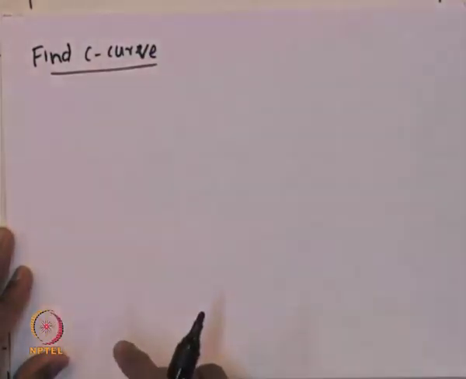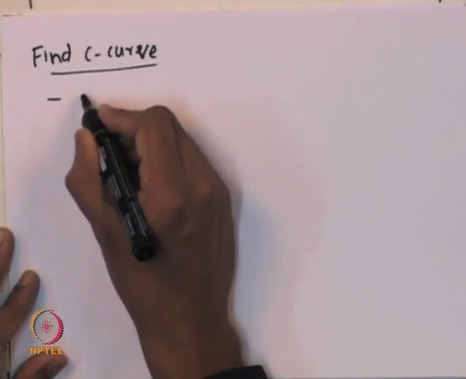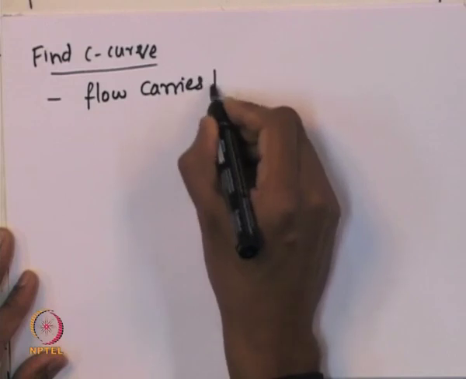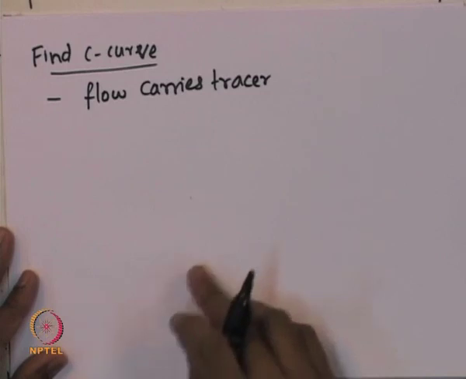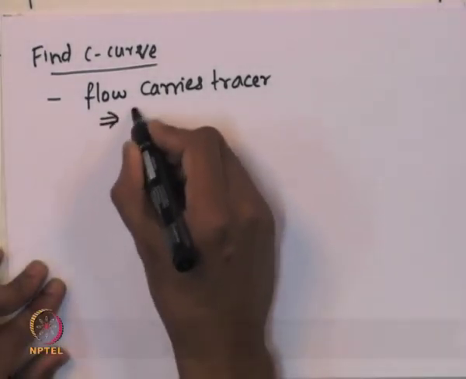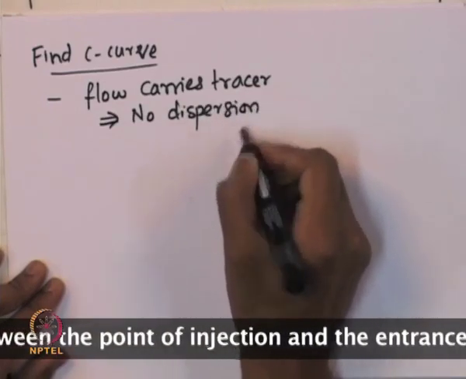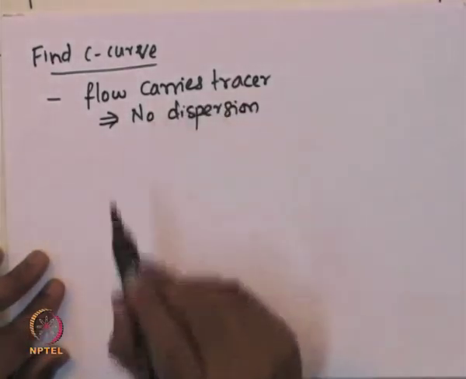We need to find the C curve, and how do we find the C curve? We have to make some assumptions. If we assume that only the fluid flow through the reactor is carrying the tracer, which means that there is no dispersion between the point of injection and the entrance of the reactor. Later in one of the lectures, we will actually account for the presence of dispersion in the reactor.